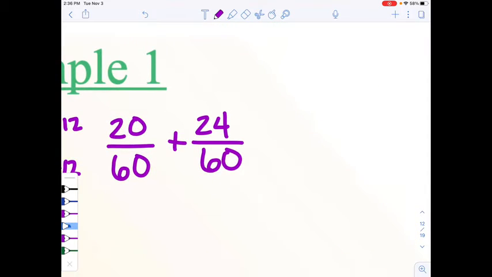And now that they have common denominators, I can add the numerators, keep the denominator. 20 plus 24 is 44. Keep the denominator of 60.